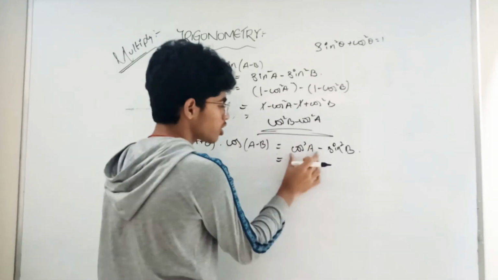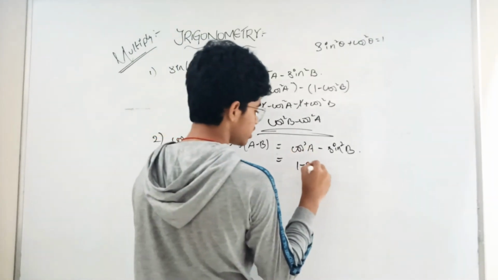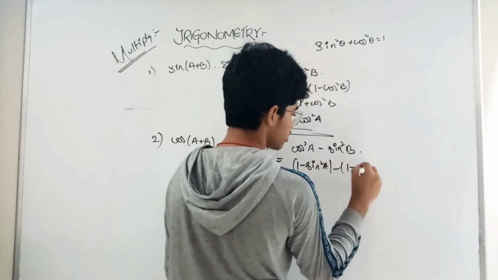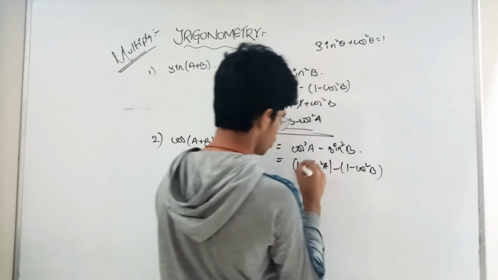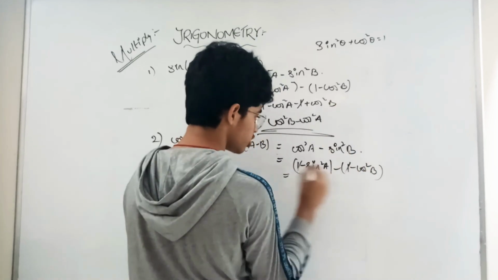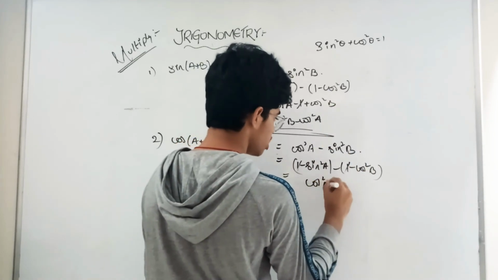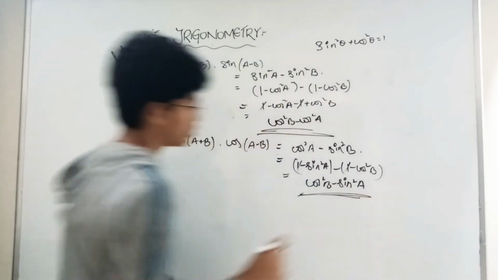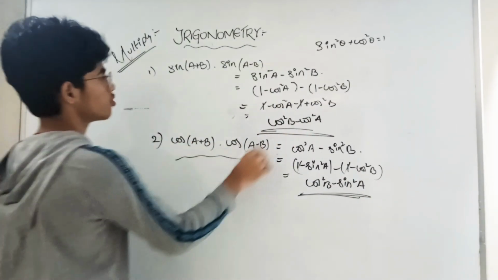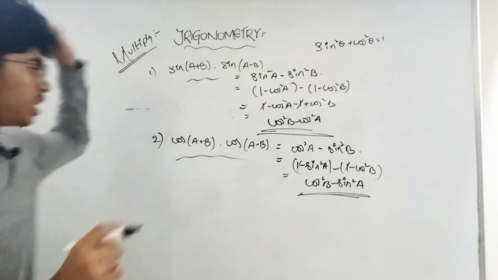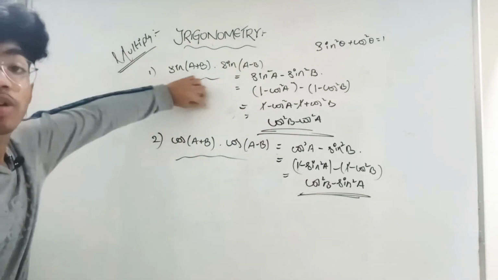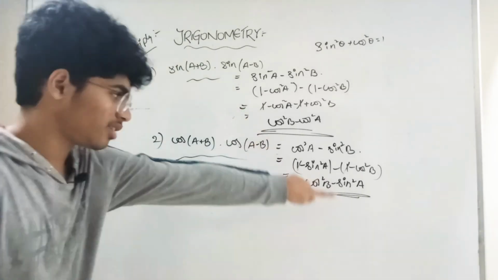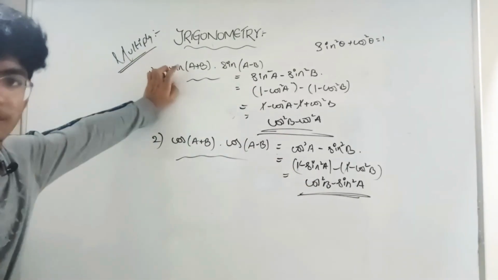We'll try this. So cos square a can be written as 1 minus sine square a, minus 1 minus cos square b. So 1 is going to get cancelled again. So it's going to become cos square b minus sine square a. So this is going to be the answer for this. Pretty easy. So if you see cos of a plus b into cos of a minus b, it's just like a plus b into a minus b, but this is different. And the same one here also.